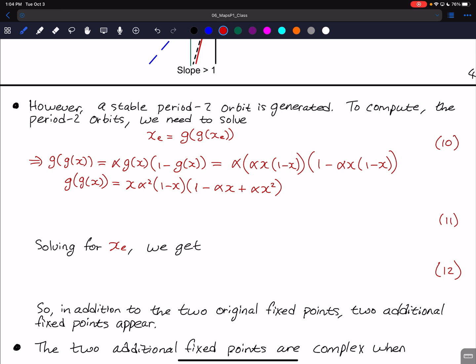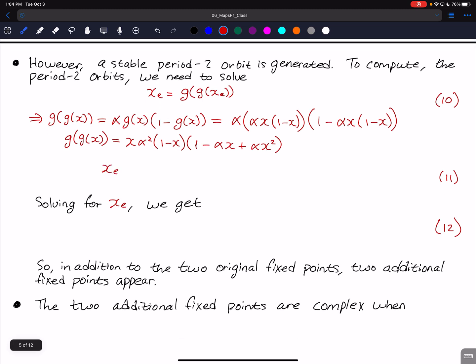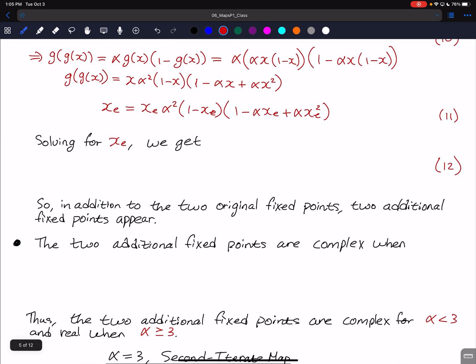And then from here, we'll find that xe is equal to xe times alpha squared, 1 minus xe, times 1 minus alpha xe plus alpha xe squared. So again, we're not setting this equal to 0, we're setting it equal to xe, which is the key difference compared to a vector field. Okay, so you can solve this. We are not going to do it here. You can just use software or something to solve this.